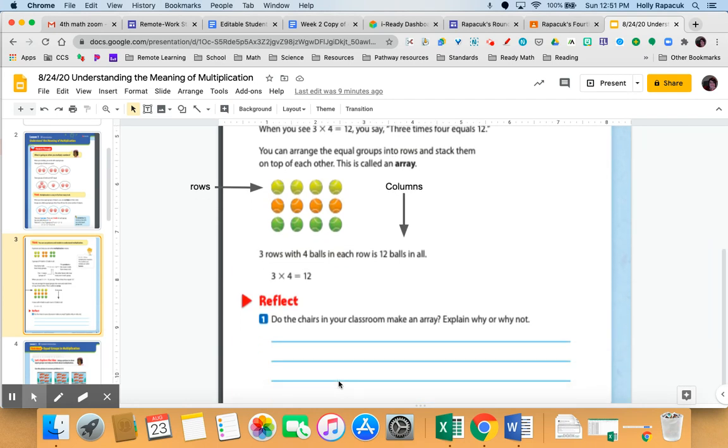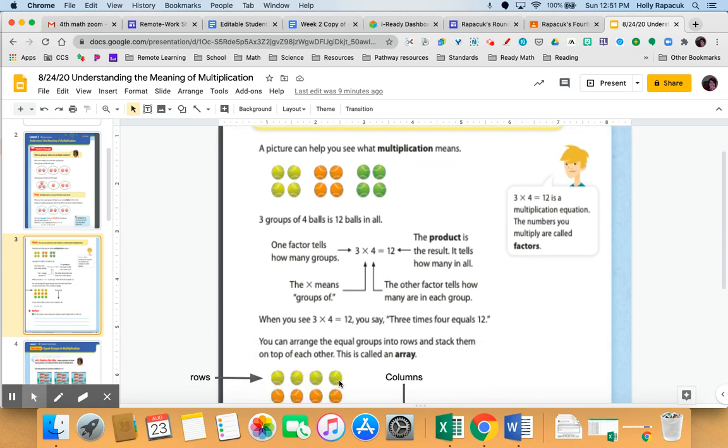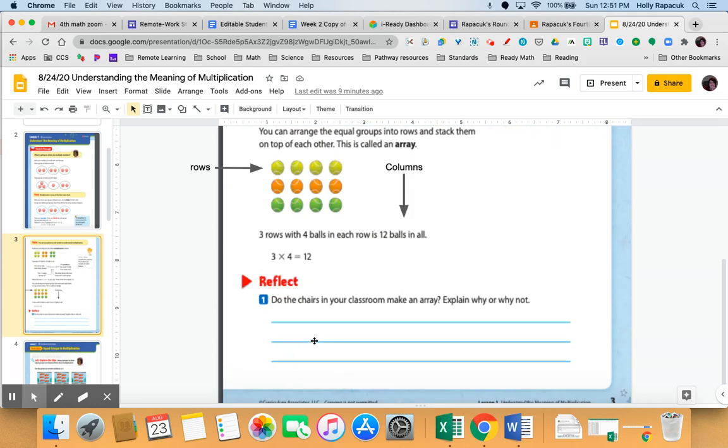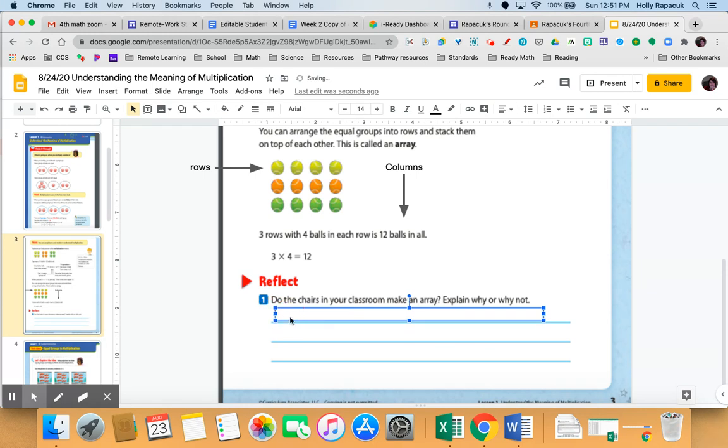Reflect. Do the chairs in your classroom make an array? Explain why or why not. So since we aren't in school, our school doesn't have a classroom full of chairs with an array. But what I want you to do is think of something that has an array. My example is going to be the ceiling tile in our classroom. So think of something that has an array.